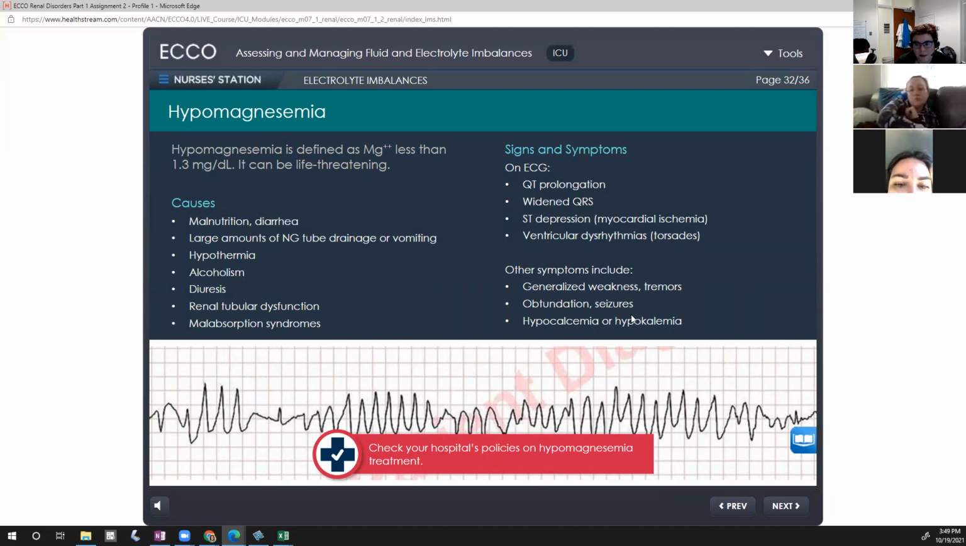You might see hypocalcemia or hypokalemia, so you're going to see the side effects of those also. That's why you might see generalized weakness, tremors, and if you've got shifts in calcium, you may even see seizures.